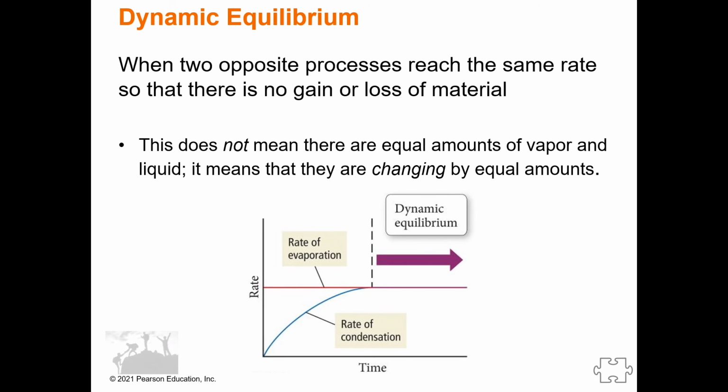So remember, the key phrase that you have to remember with dynamic equilibrium is same rates. So same rate of evaporation, same rate of condensation. We can have 100 mLs of water and 10 mLs of water vapor. That's fine. It's just that at dynamic equilibrium, these amounts are going to be changing by equal amounts because the rates of vaporization and condensation will be the same.